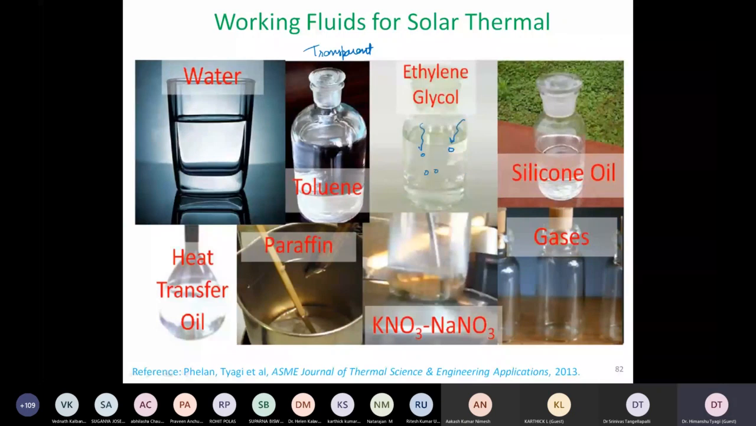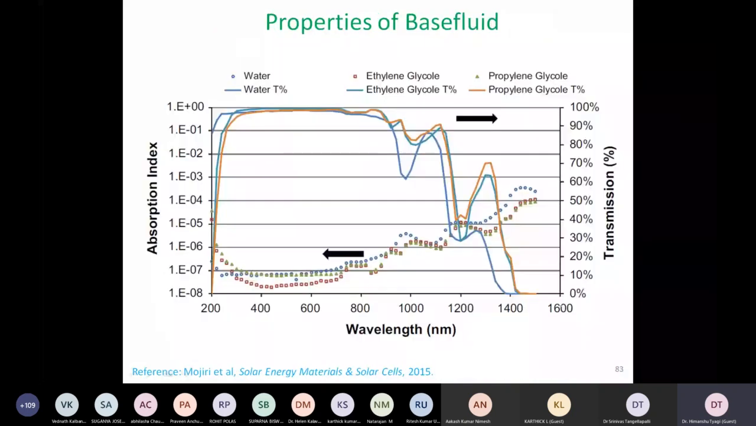There are a lot of fluids available in nature which are fully transparent. Water is a good example. Of course, gases are a good example, but the problem is I can't suspend nanoparticles inside a gas. I need some liquid in order for that to take place. So I think this part I already covered.